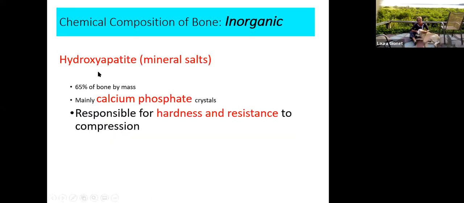The inorganic portions are the hydroxyapatite. Those are our mineral salts, around 65% of the bone mass. We're looking at mainly calcium phosphate crystals, and it's the part of the mineral salts that gives the bone matrix its real hardness and resistance to compression.